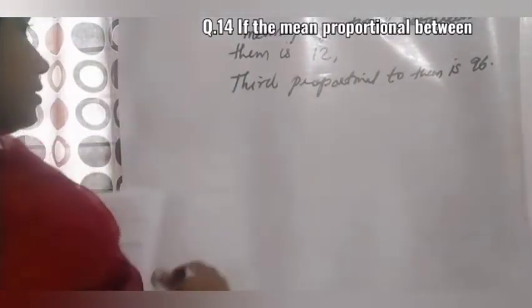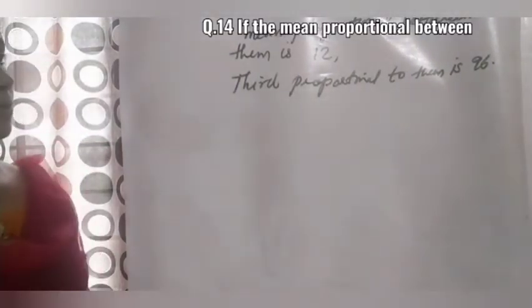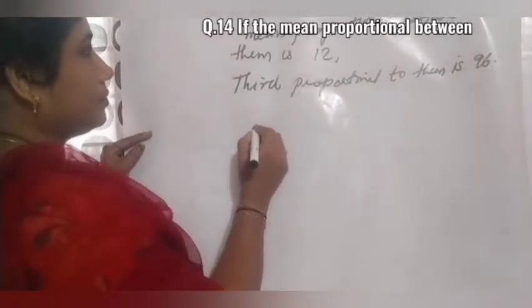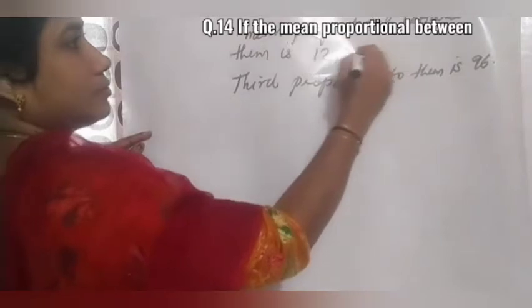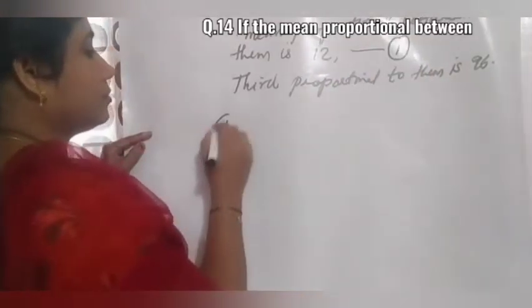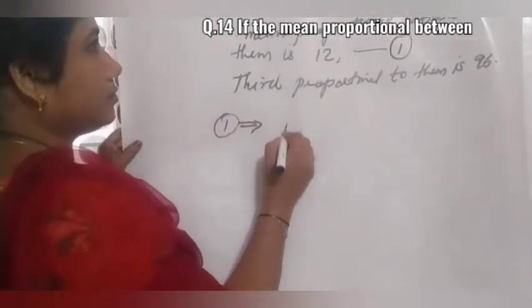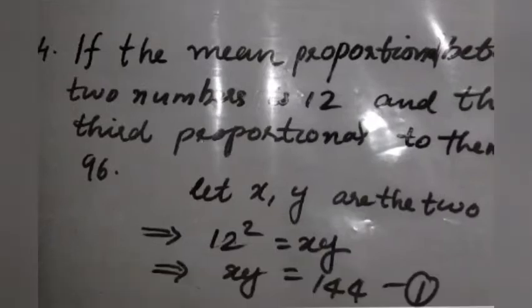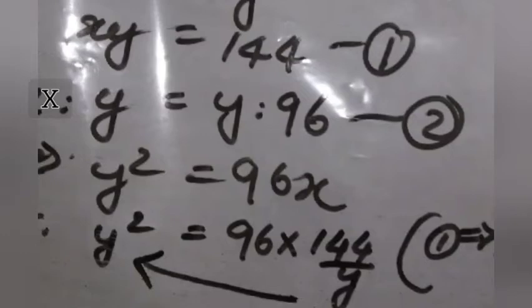Find two numbers such that the mean proportional between them is 12 and the third proportional of them is 96. So, you can take the first condition. From the first condition, let x and y be the numbers. We can write 12 squared equal to xy. That is, xy equals 144.